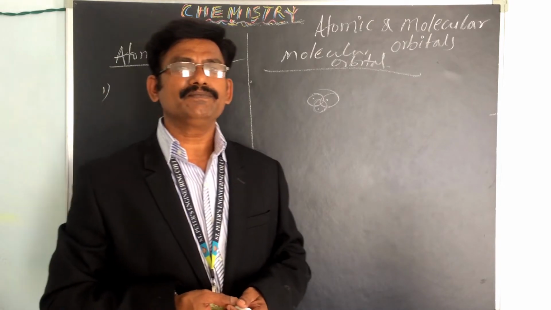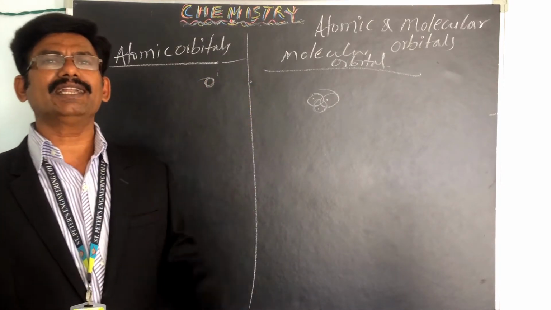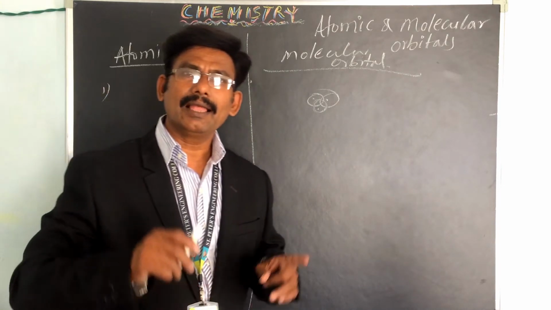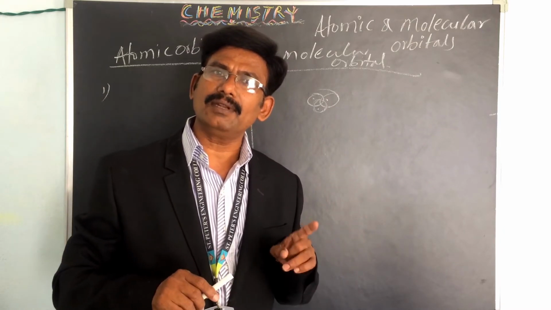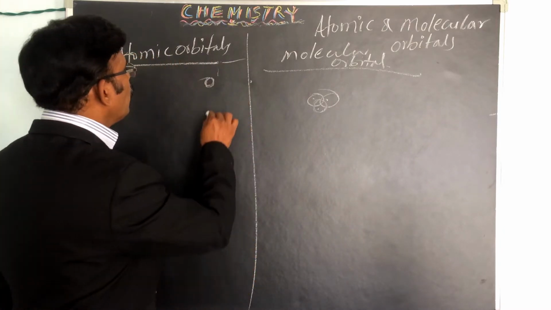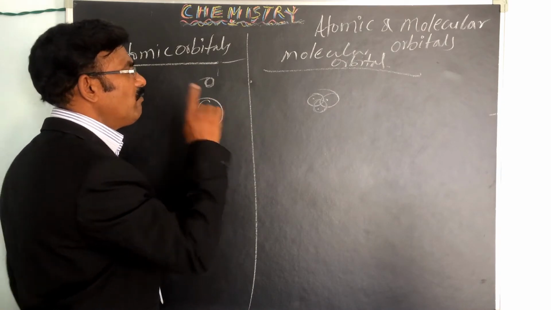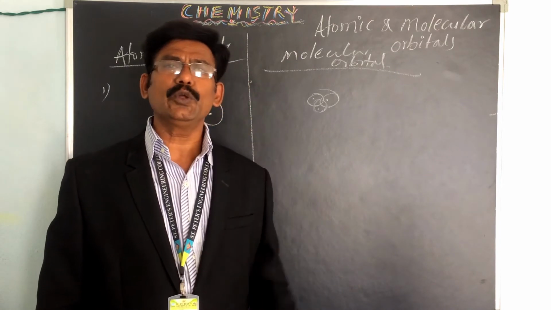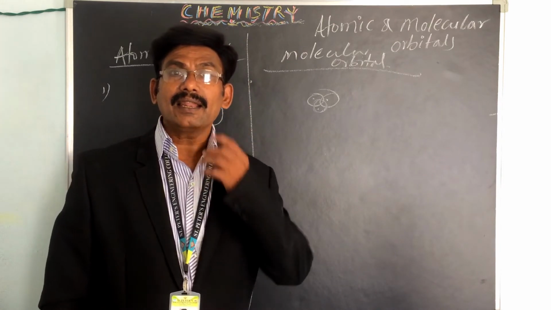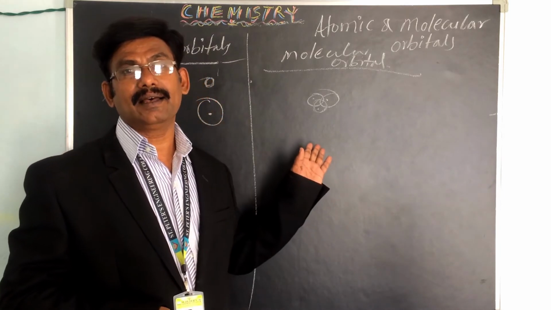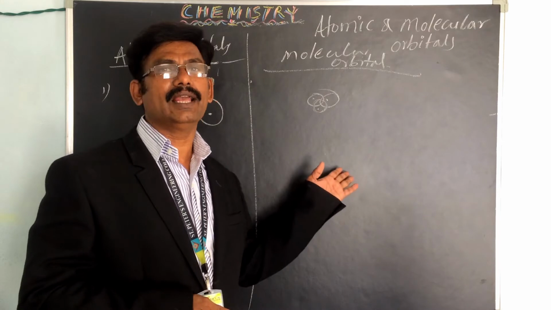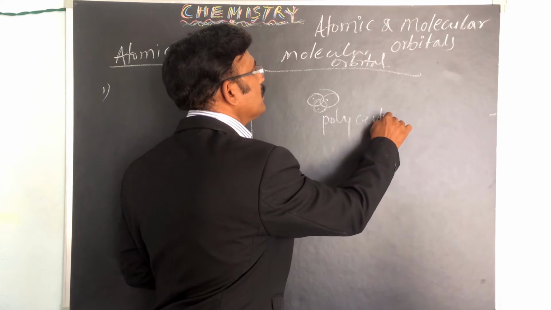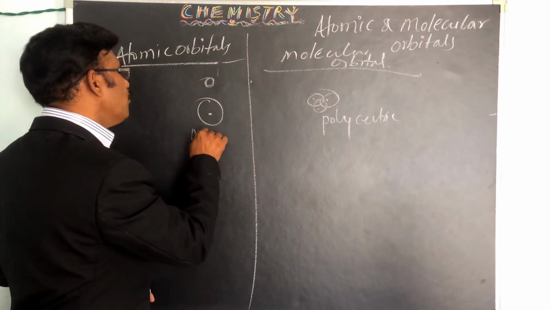And the fourth one: atomic orbitals are monocentric. Monocentric means what? Atomic orbitals are monocentric because they are found around a single nucleus; only one center is there. Here they are polycentric, because the molecular orbitals are found around different nuclei. Hence they are polycentric.